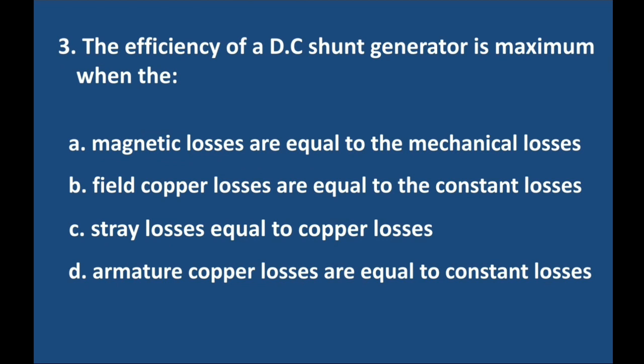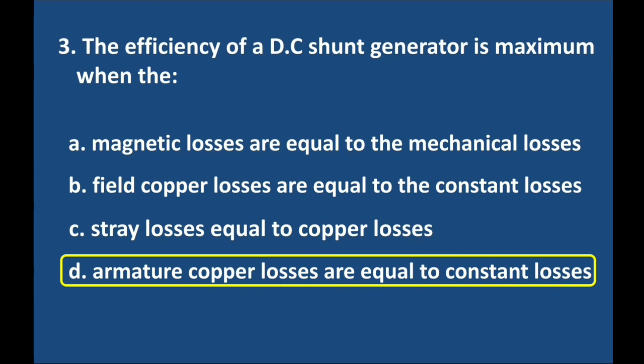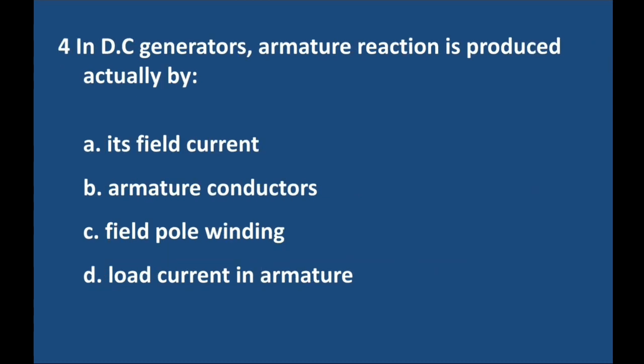Question number 3. The efficiency of a DC shunt generator is maximum when the. Answer is option D. Armature copper losses are equal to the constant losses. Question number 4. In DC generators, armature reaction is produced actually by. Answer is option D, load current in armature.